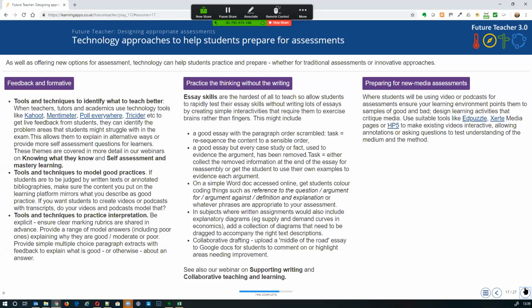Is there still a place for technology? And I would argue very strongly that technology can really help us even in those situations. So I'm going to very quickly look at these three themes: the feedback and the formative.